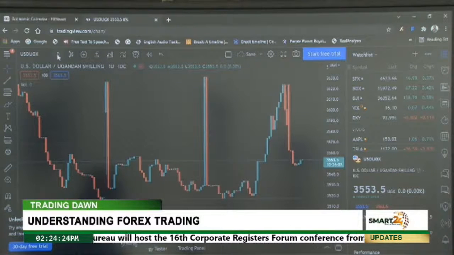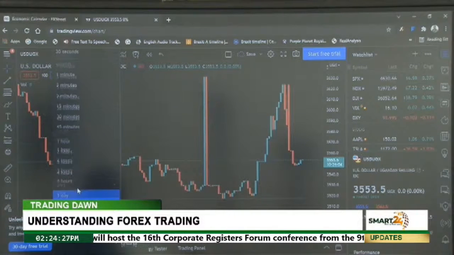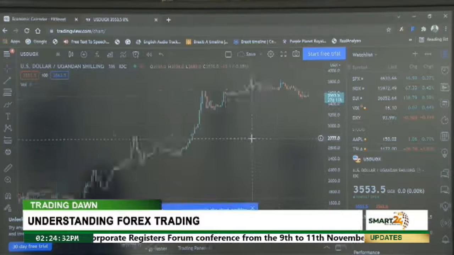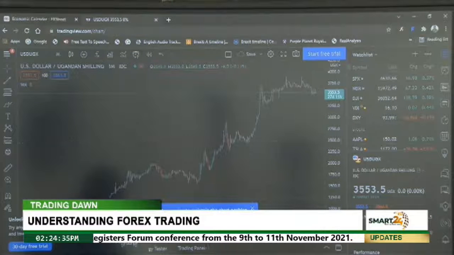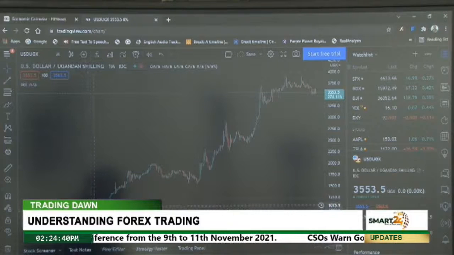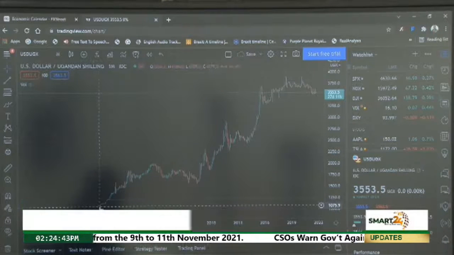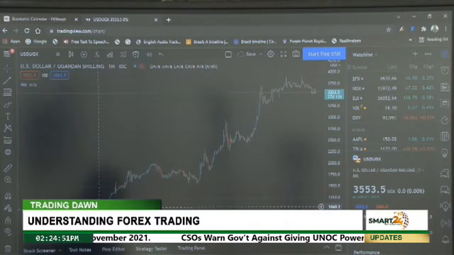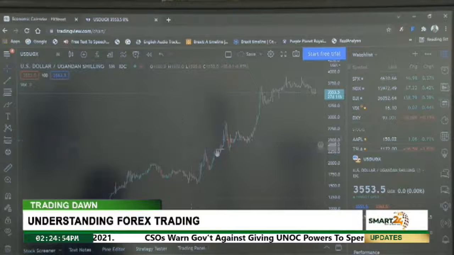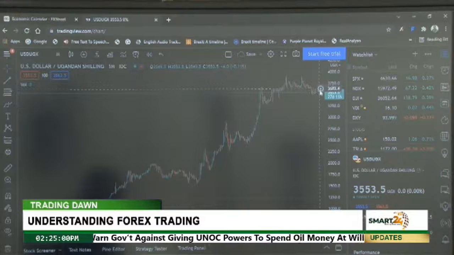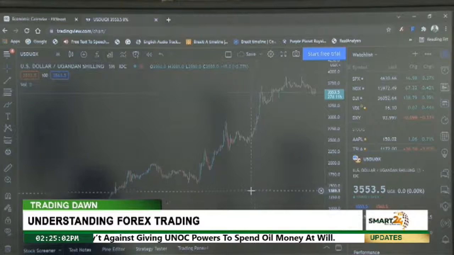It's a daily chart. Let me make it a monthly chart so that it looks like a normal chart. Most of our African charts, this is what they look like. The US dollar price begins down there. I think in 1997, it was about 1,040, 1,033, around there. And it has just been going up all those many years. The highest it had gone was about 3,900. But now we are at 3,553.